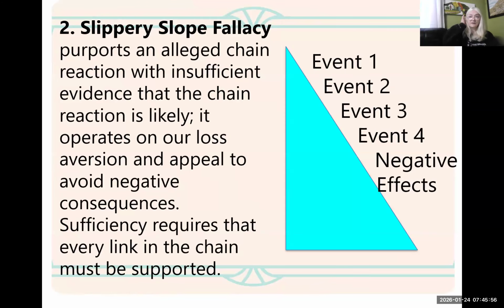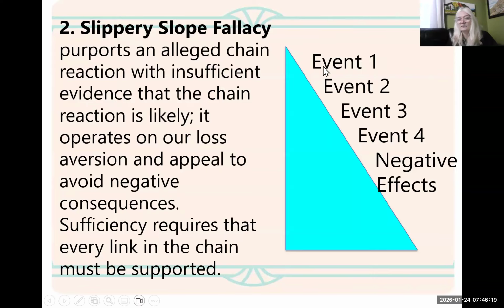Next is the slippery slope fallacy. This purports an alleged chain reaction with insufficient evidence that that chain reaction is likely. This operates on both our loss aversion and appeal to avoid negative consequences. Sufficiency requires that every link in the chain must be supported.